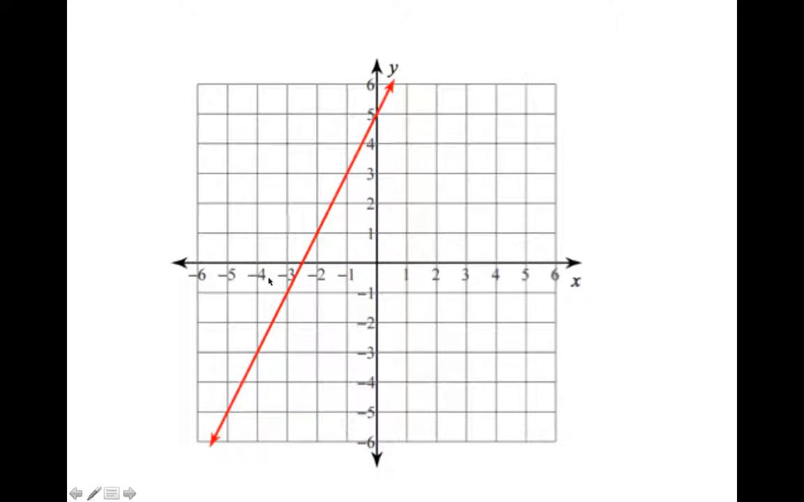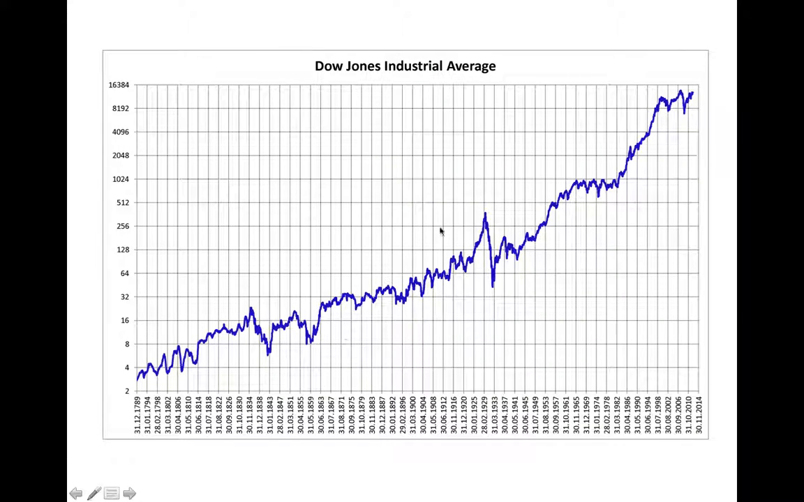Now, the thing is that in real life, there's a lot of situations that aren't lines, right? So here's lines, here's what we've been talking about. And today we're going to start a little bit talking about things that aren't lines, and we're going to spend the later portion of the year talking about things that aren't lines. So here's an example of something that's not a line.